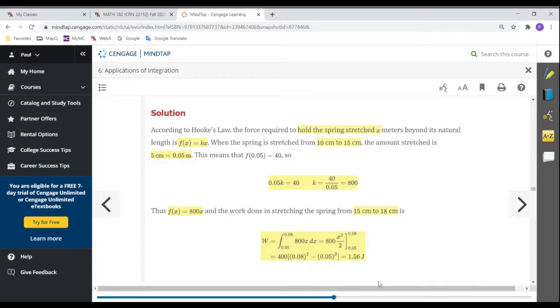But then you're stretching the spring to 18 centimeters. Well, 18 centimeters is 8 centimeters beyond the natural length of 10 centimeters. So that's why you have 0.08 meters here. Then you just compute the integral and you get your answer. Are we okay on this so far?